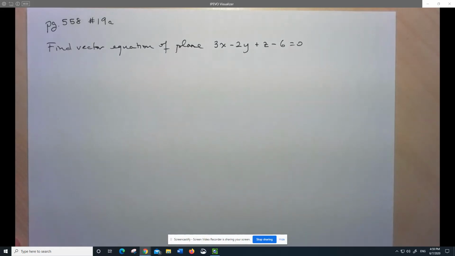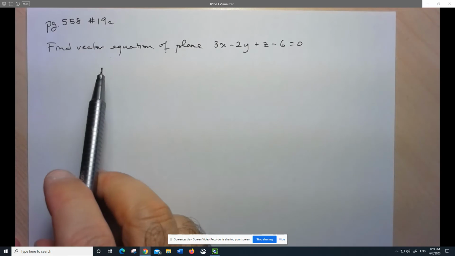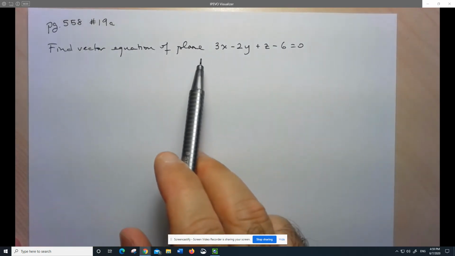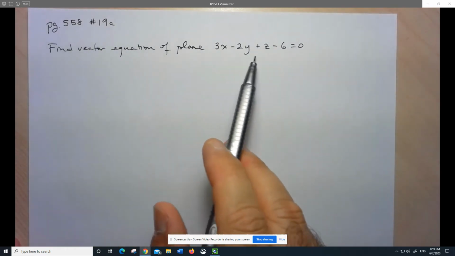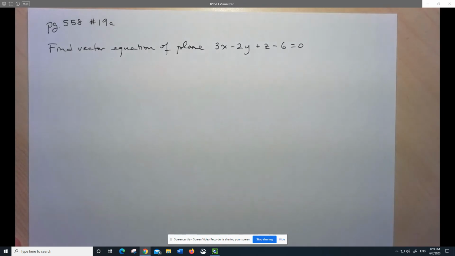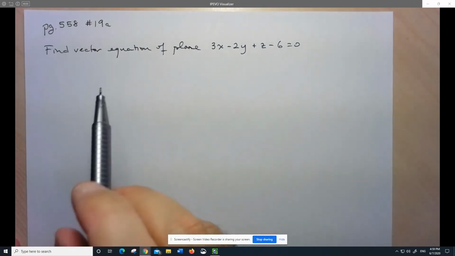Hi folks, we're going to take a look at 19A from page 558. Here they're asking us to find a vector equation for the plane given by this equation, which of course is in Cartesian form. To find the vector equation of a plane, we need a point.